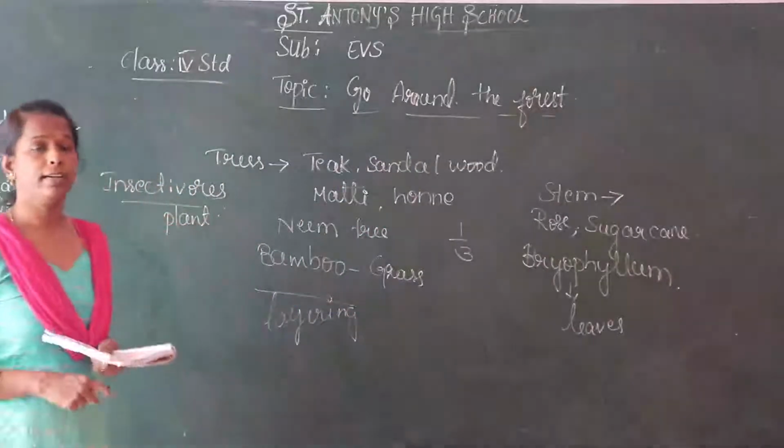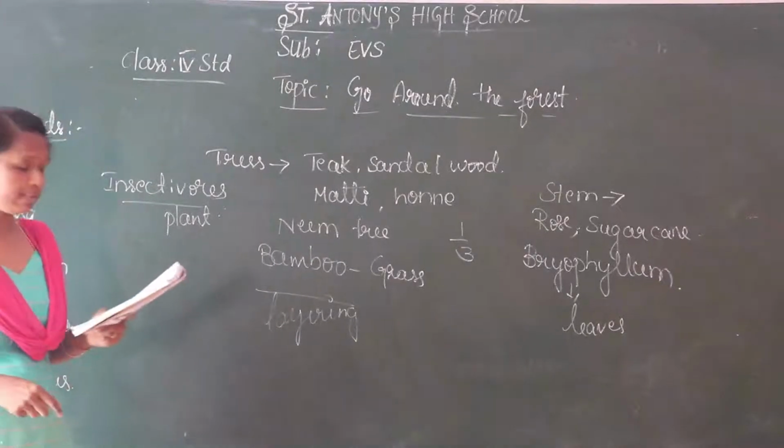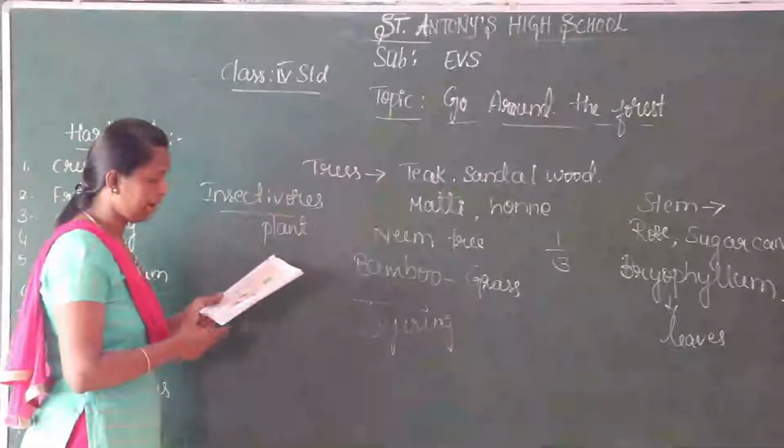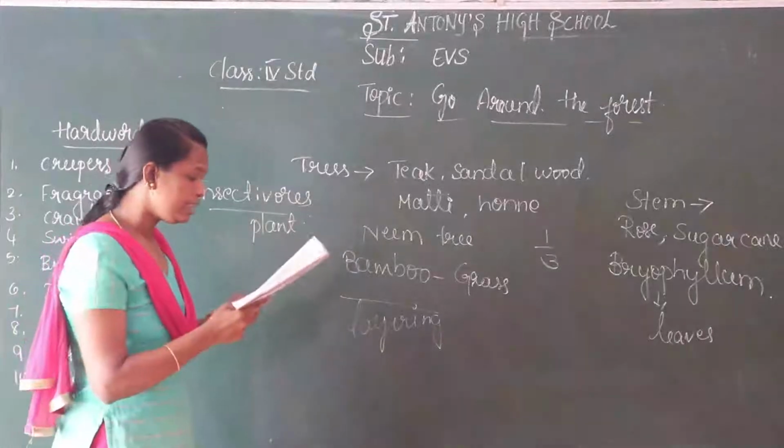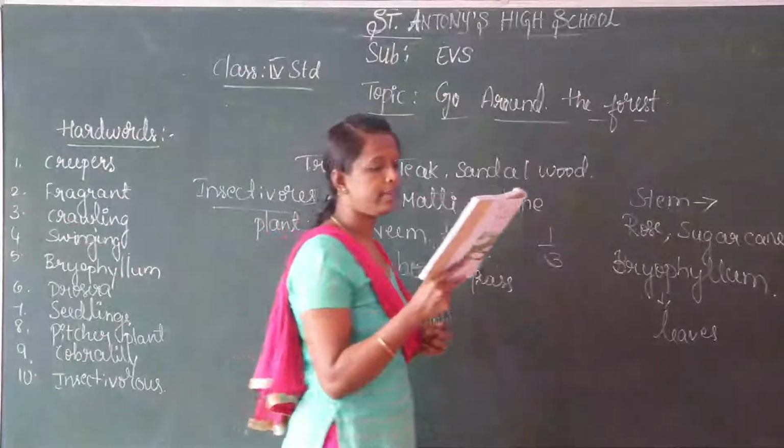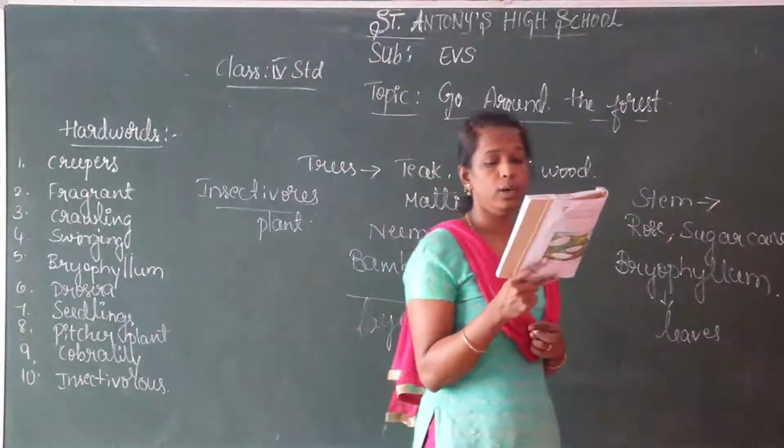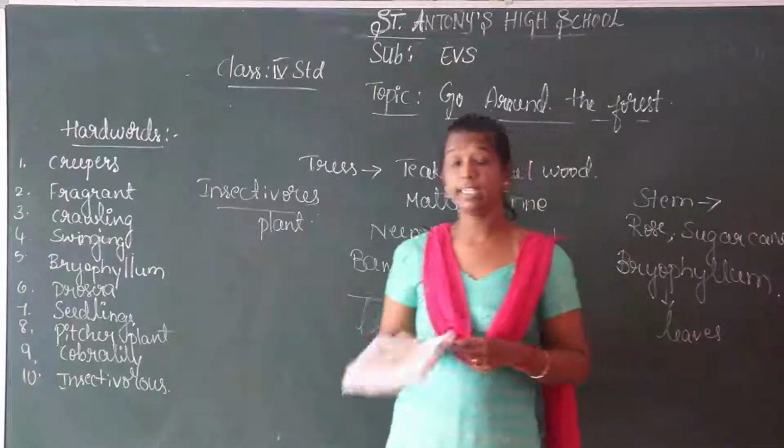Pitcher plant, cobra lily, Venus flytrap, drosera. Okay, the seed of coco de mer is the largest seed in the world. It weighs about 18 kg.